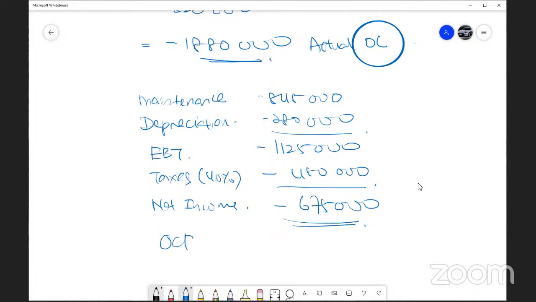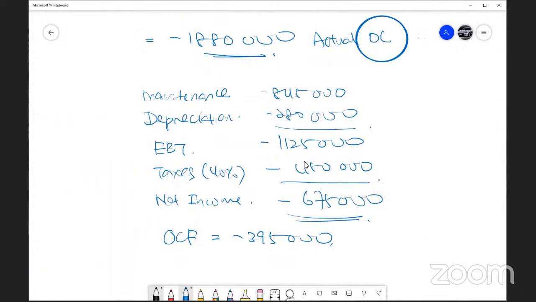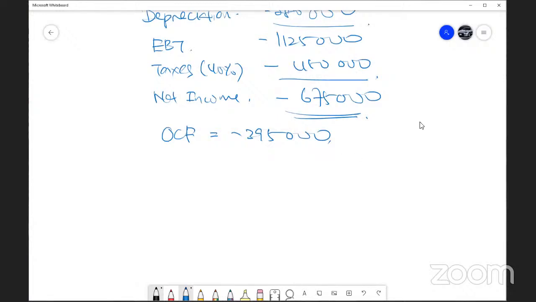Okay, so having your net income add on with the depreciation, negative 675,000 plus 280,000, this will give you your OCF. Your OCF will be less than negative 675, so negative 675 plus 280, that is negative 395. So your operating cash flow for your old machine is negative 395,000 per year.